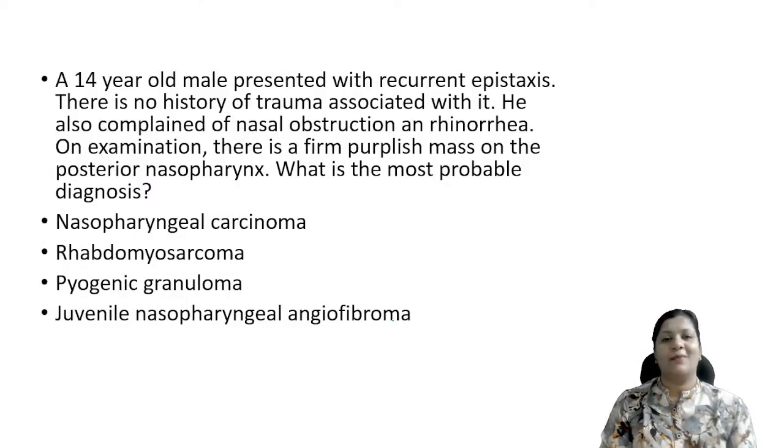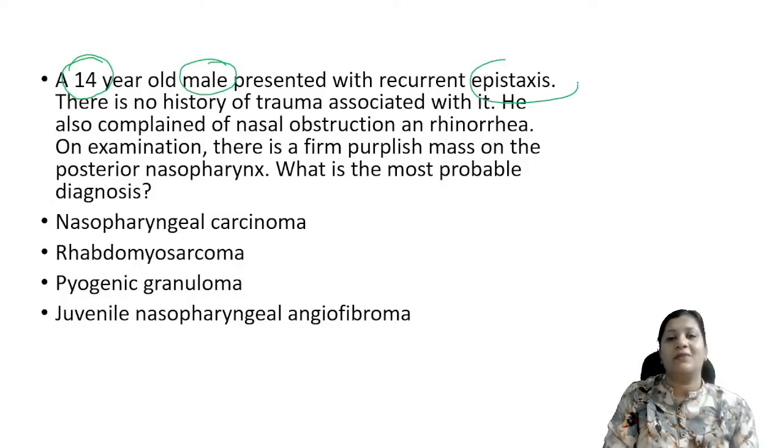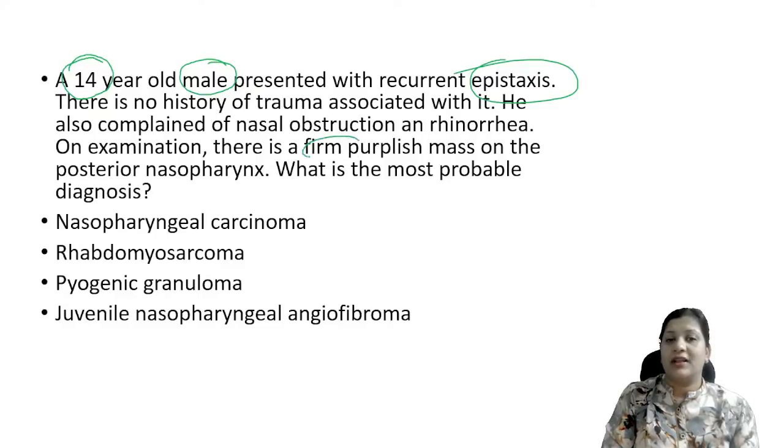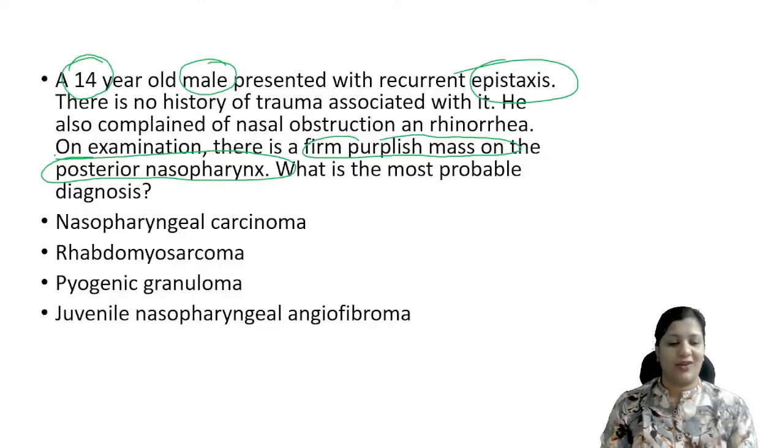A 14-year-old male presented with recurrent epistaxis. Again, a common question. If you see juvenile, if you see male, if you see epistaxis, one answer should hit your brain without even me telling anything. Yesterday, we discussed some very important points about this also. He has no history of trauma, but also has complaints of nasal obstruction and rhinorrhea. On examination, there is a purple firm mass present in the posterior nasopharynx. What is the most probable diagnosis? Nasopharyngeal carcinoma, rhabdomyosarcoma, pyogenic granuloma, juvenile nasopharyngeal angiofibroma.